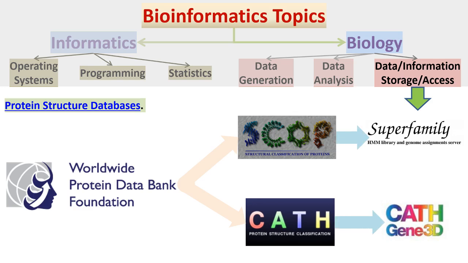Both SCOP and CATH offer domain databases based on HMMs. SCOP classifications are represented in a database called Superfamily. CATH classifications are represented in a database called Gene3D. Both of these databases define very general domain relationships.